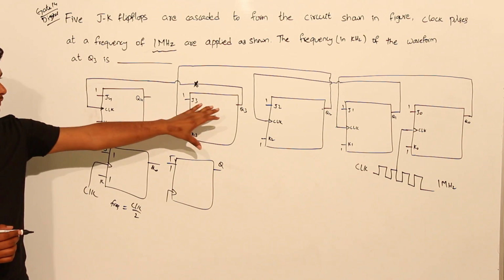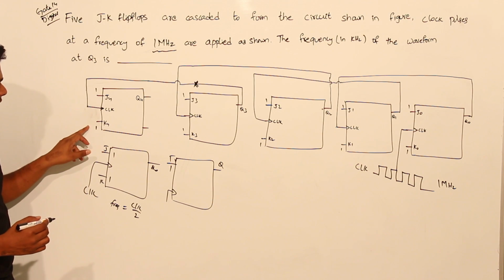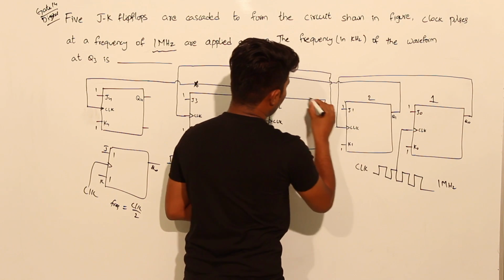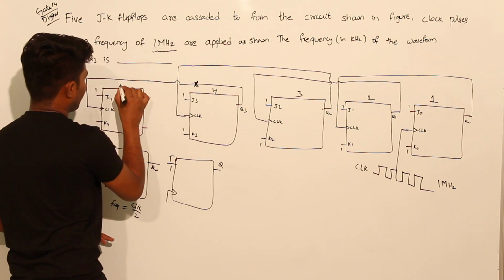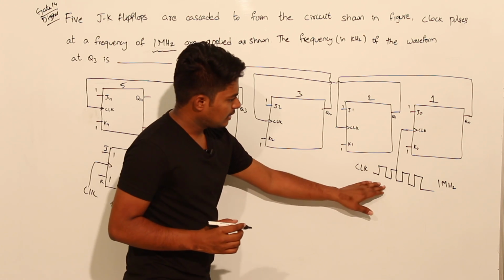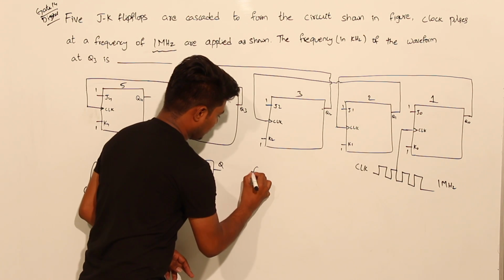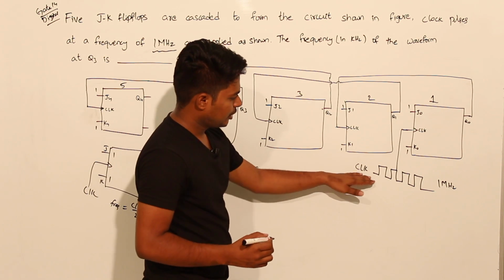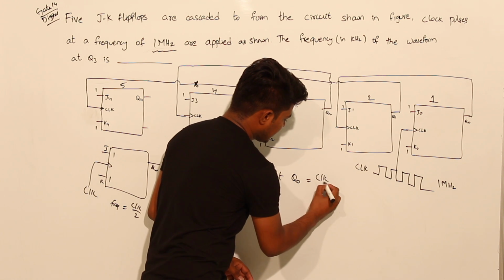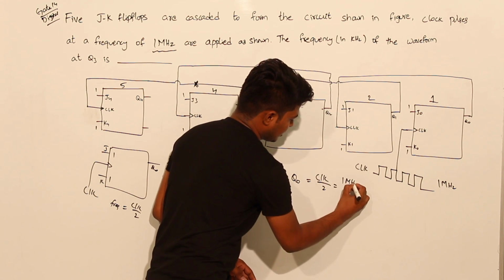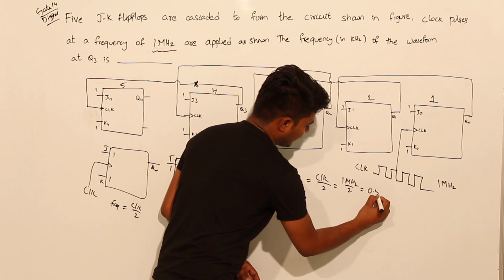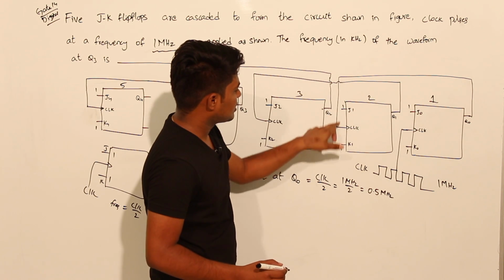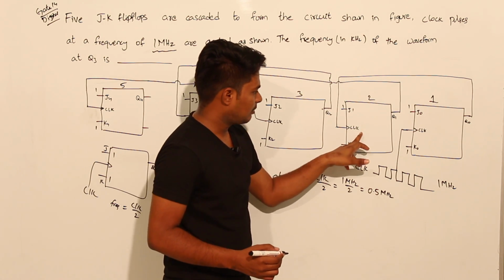So these all are JK flip-flops, 5 JK flip-flops where J and K are connected to 1. You can see in each and every flip-flop. This is flip-flop number 1, 2, 3, 4 and 5. So here frequency at Q0 is equal to half of the input frequency applied. Input frequency is 1 MHz. 1 MHz divided by 2 equals 0.5 MHz. So that is the frequency of Q0, and this Q0 is given to flip-flop number 2.